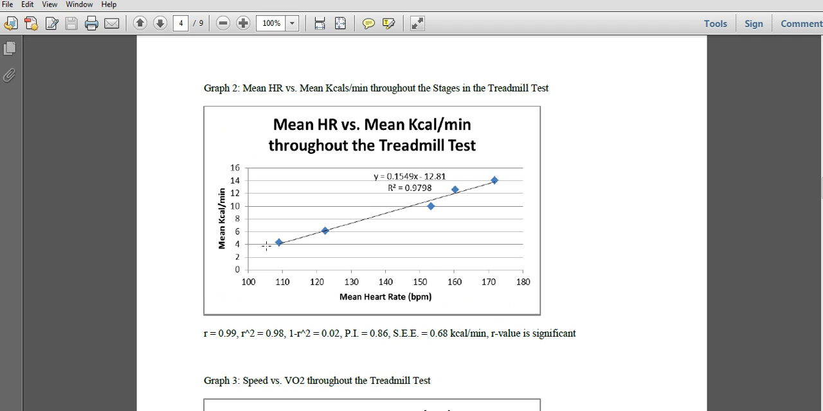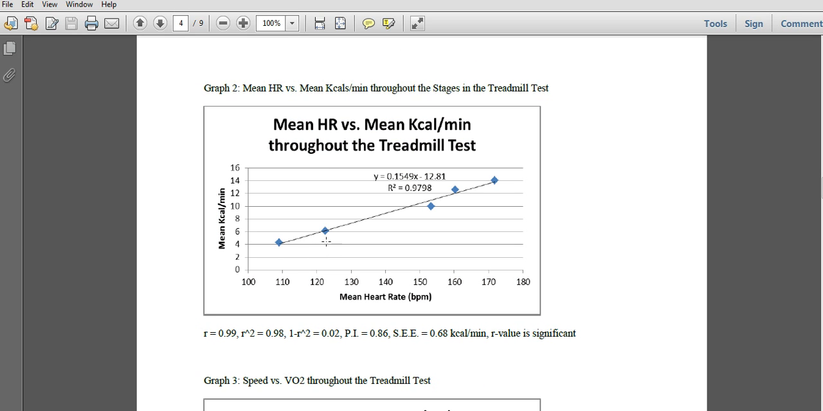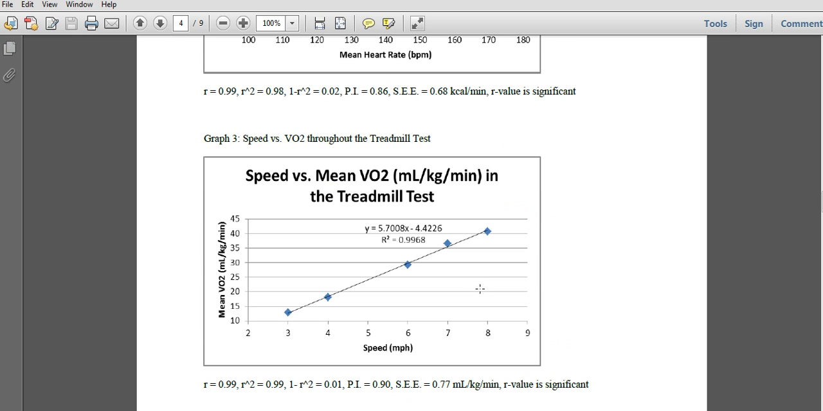Again, you already have these in your tables up above. So these again are at the 3 mile per hour, 4 mile per hour, 6 miles per hour, 7 miles per hour, and 8 miles per hour. That's where you're getting these data points from. Again, a column for mean kcals per minute and a column for heart rate at each individual stage. Plot those, give me the same values as above. Next, graph 3, speed versus VO2 throughout the treadmill test. So we're on the treadmill test here.